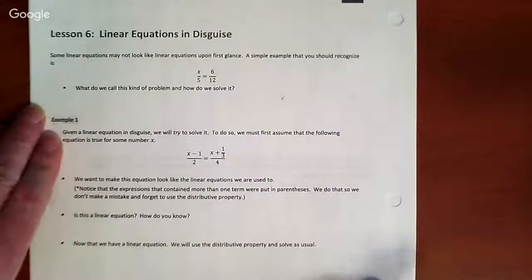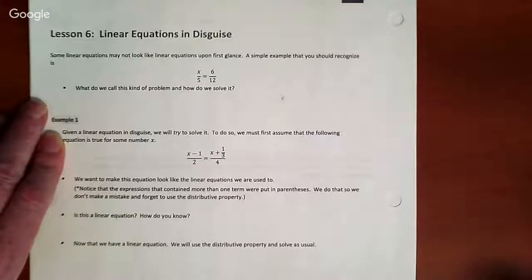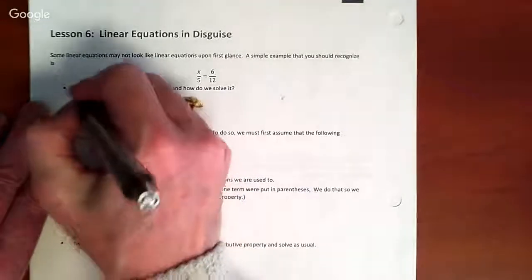Okay, this is lesson 6, linear equations in disguise. Some linear equations may not look like linear equations upon first glance. A simple example that you should recognize is x over 5 equals 6 over 12. What do you call this kind of problem and how do we solve it? It's a proportion.